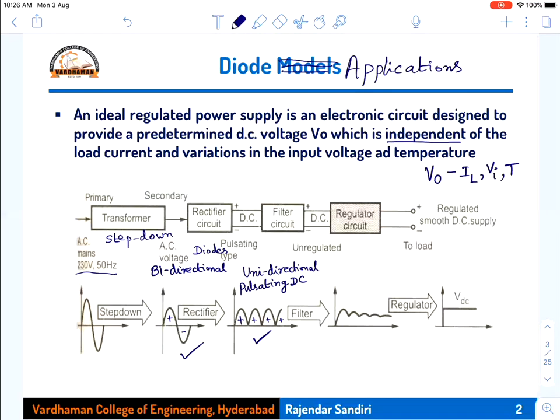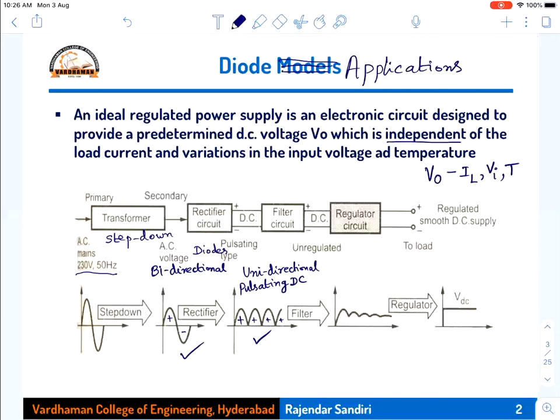The purpose of the transformer is it converts a high voltage AC signal into a low voltage AC signal, depending upon the number of turns present in the primary winding and secondary winding. This low voltage AC signal is applied to the rectifier. The purpose of the rectifier is to convert AC signal into pulsating DC.